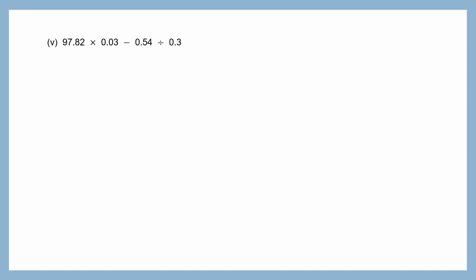Question 5. So here we have multiplication, subtraction and division. So according to BODMAS, we need to do division first. So let's do this division. 0.54 divided by 0.3. When the divisor is a decimal number like 0.3, we have to first make it a fraction. So let's start. 0.54 divided by 0.3. Now we have to make 0.3 just 3, a whole number, and we can do that by multiplying it by 10 so that the decimal point moves one place to the right.